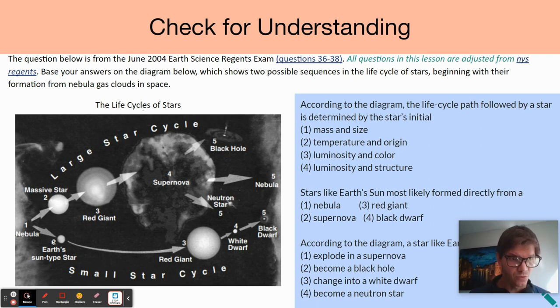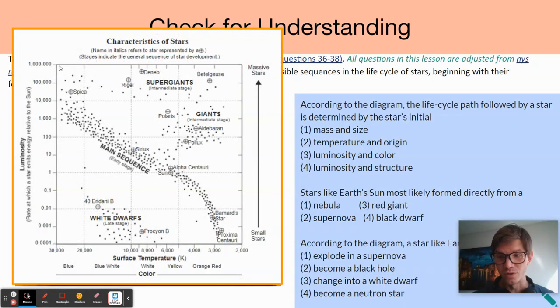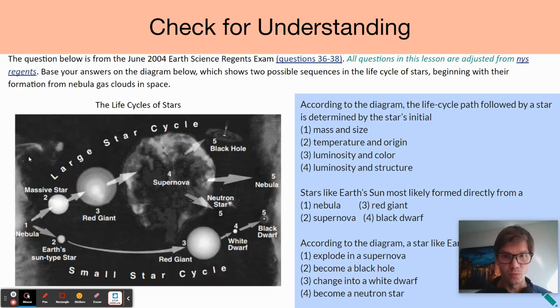So let's just compare these two things, and we see that there's Earth's sun type star in the smaller star cycle and the massive star in the larger star cycle. So the best answer here would have been choice 1, mass and size. A lot of these other ones are kind of distractors. If you had an ESRT, you might have noticed this stars diagram, and it throws these words out, right? Temperature and luminosity, and it's trying to trick you into picking one of those. But the only difference between all of the stars in the universe initially is the mass.